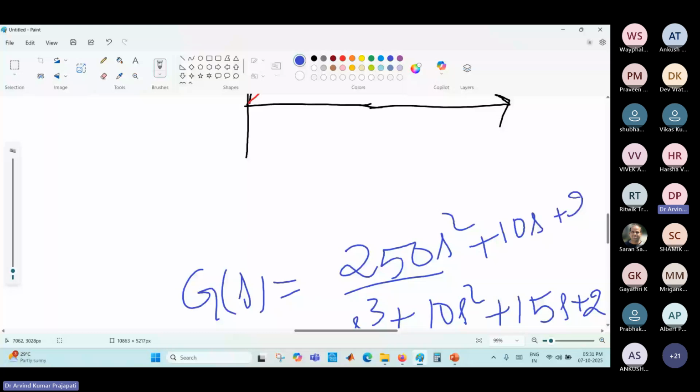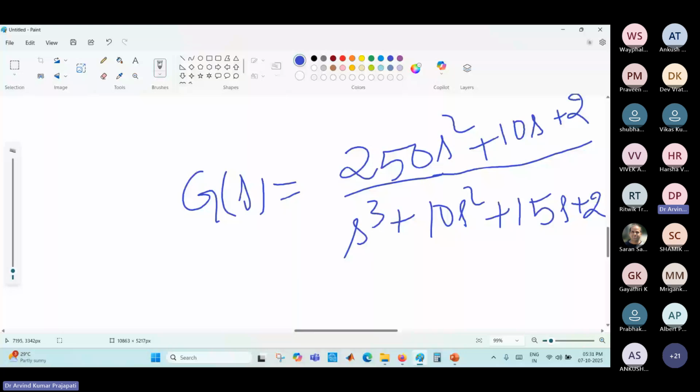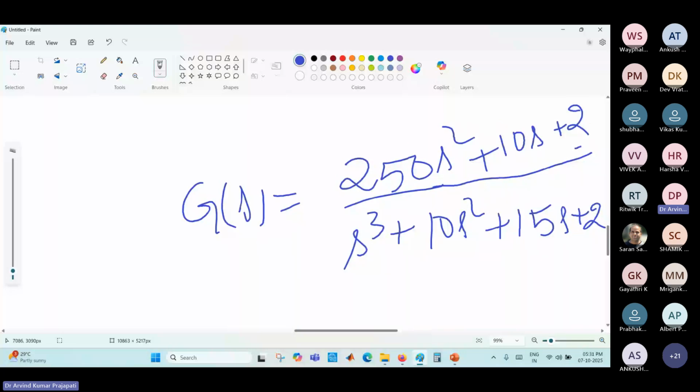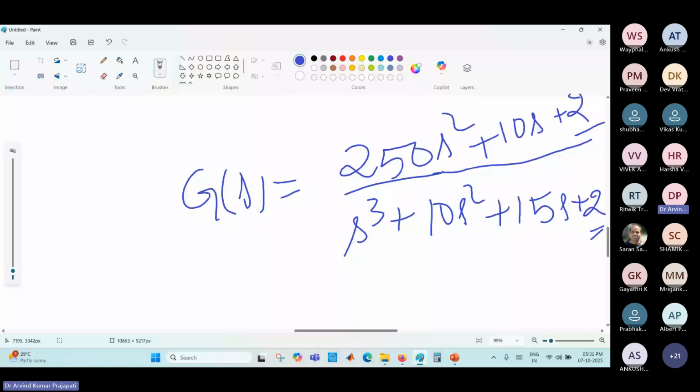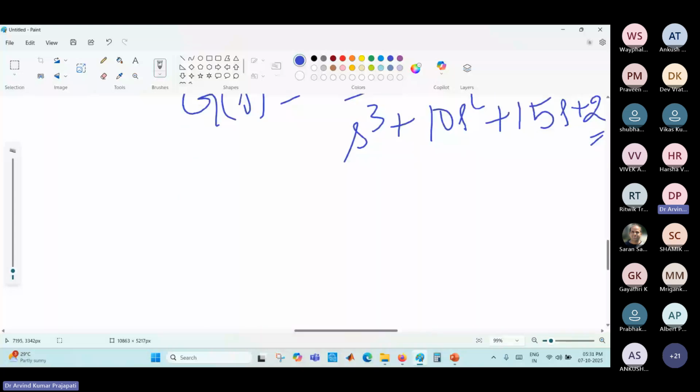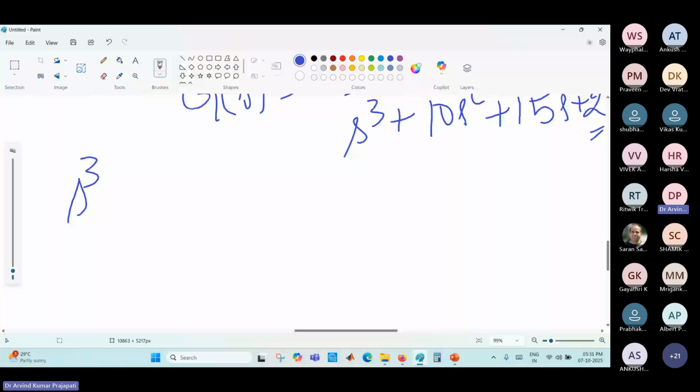Here, if you see the steady state value at s equal to 0 is 1, because the constant coefficient is 1 only. So now we will apply the Routh stability method in the denominator. In the first row we write the coefficient of the highest order, that is 1, and then the next coefficient, 15. Then you write the s square coefficient by looking at this polynomial, which is 10, and then another one is 2.